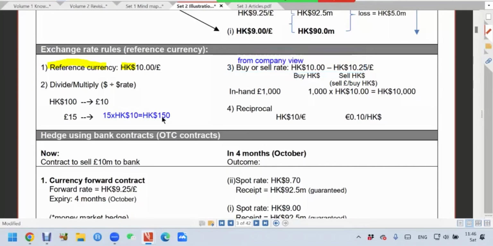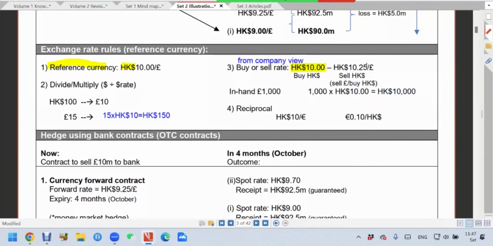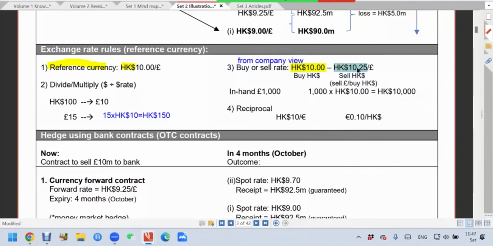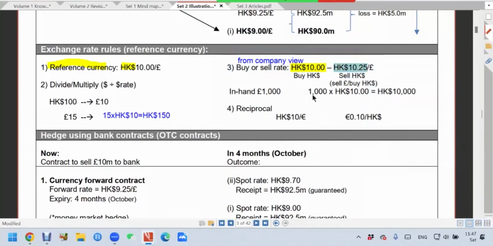Don't see from the bank's view. You are given the reference currency is Hong Kong dollar, and then you have 10.25 Hong Kong dollar equal to 1 pound. So you are given these two here, 10 and also 10.25.